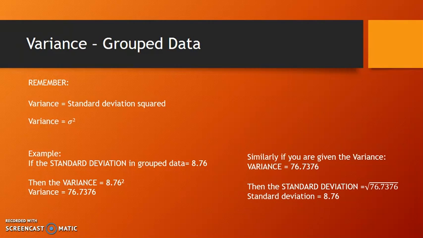And similarly, if you are given the variance, for example, if you're given the variance is 76.7376, then the standard deviation will be equal to the square root of 76.7376. The standard deviation will be equal to 8.76.